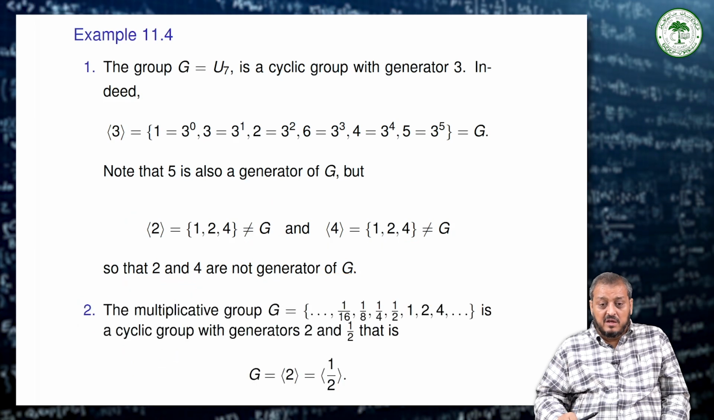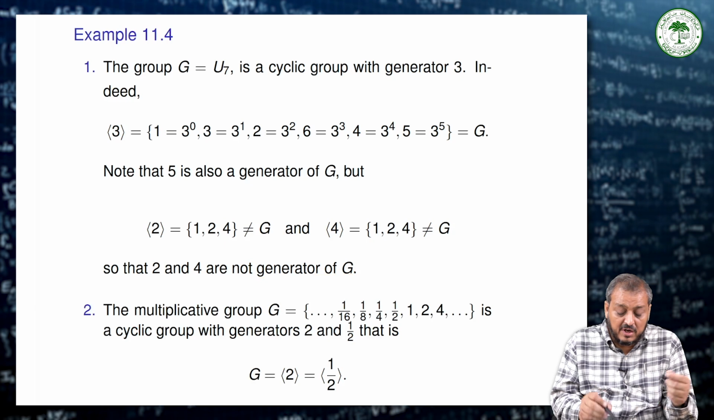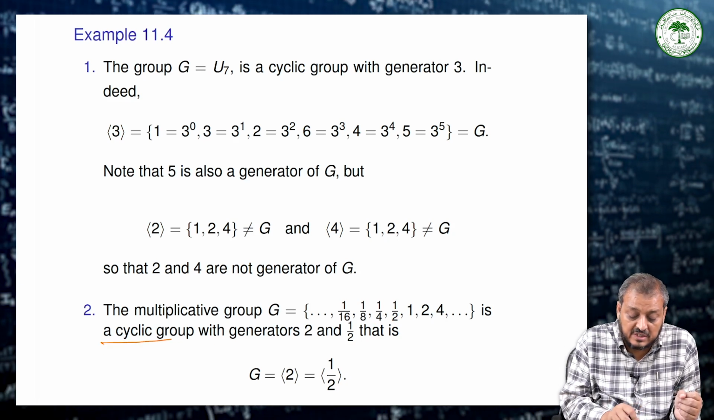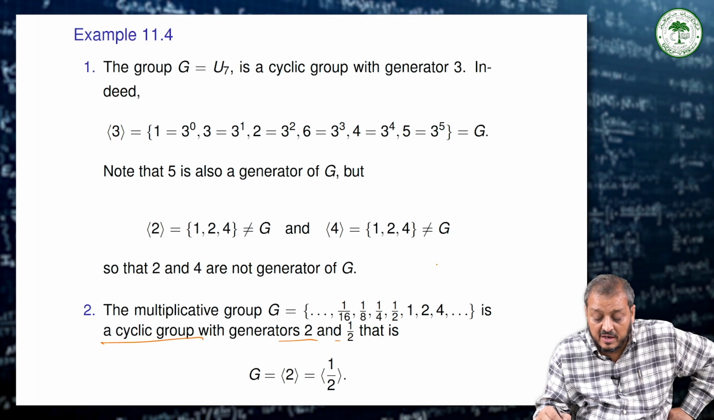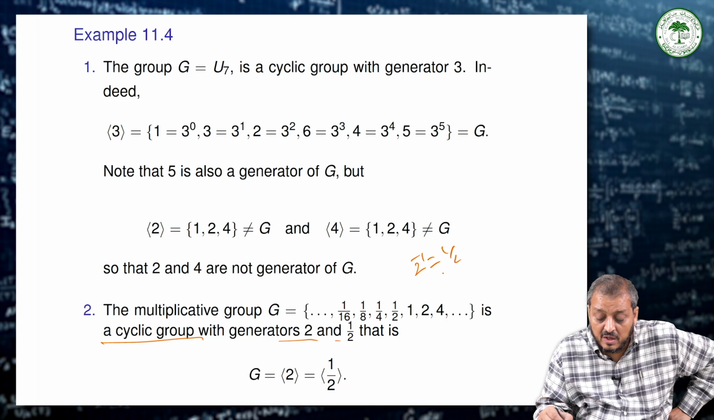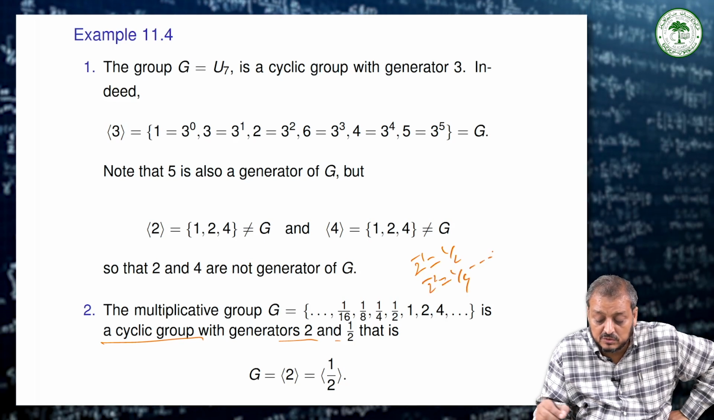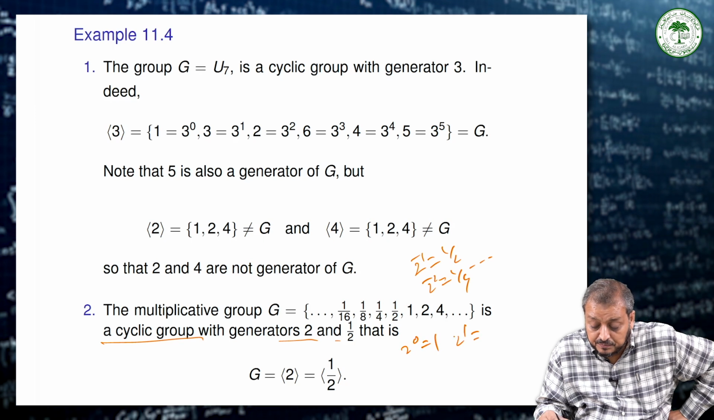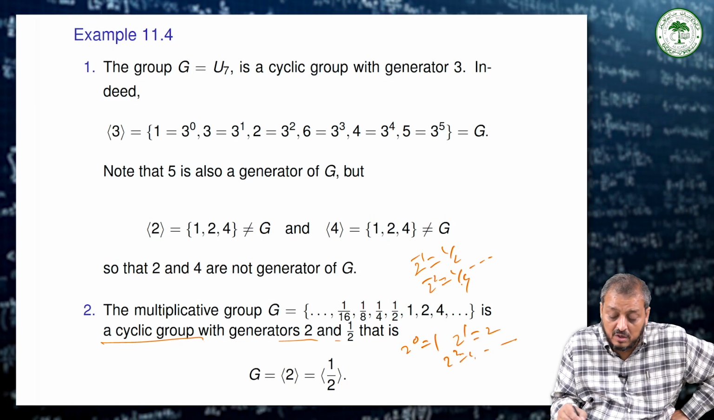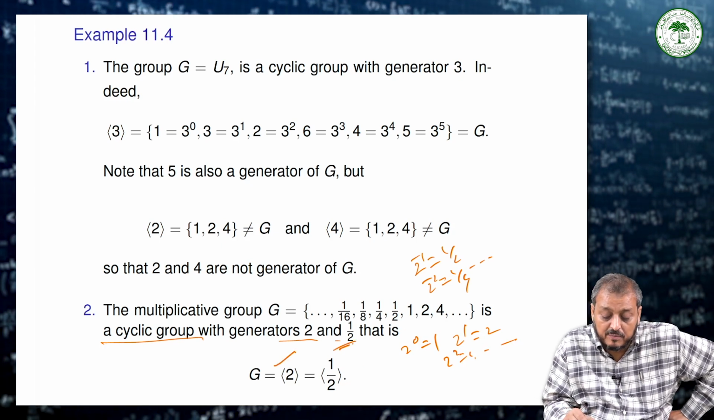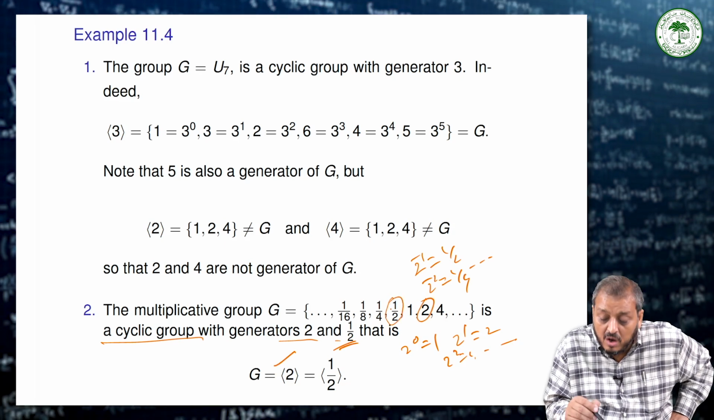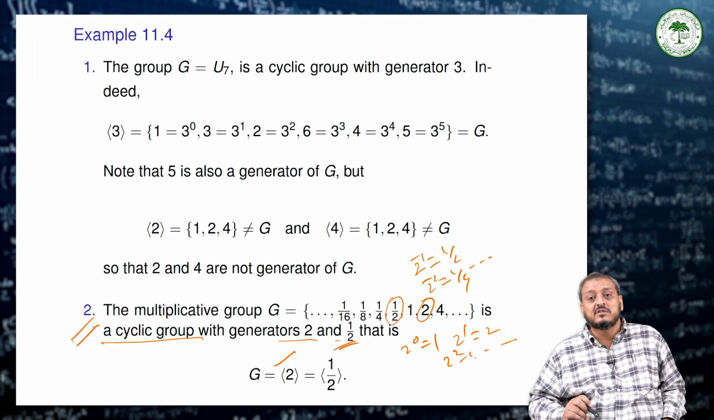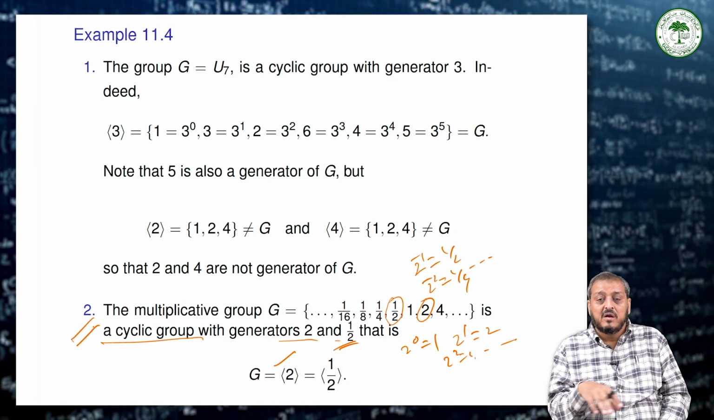Now one more example: the multiplicative group G, written in the form 1, 2, 4 and so on, and 1 by 2, 1 by 4 and so on. This is a cyclic group with generator 2. You can take 2 to the power minus 1 equal to 1 by 2, 2 to the power minus 2 equal to 1 by 4, and so on, and 2 to the power 0 is 1, 2 to the power 1 is 2, 2 squared is 4, and so on. So this is generated by 2. Similarly, it is generated by 1 by 2 also. So 1 by 2 and 2 are the generators of this group G. So G is clearly a cyclic group, and this is a group under multiplication.